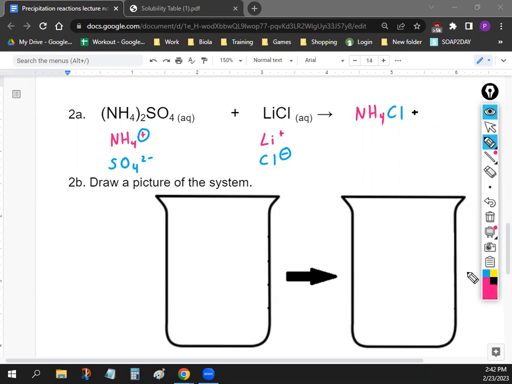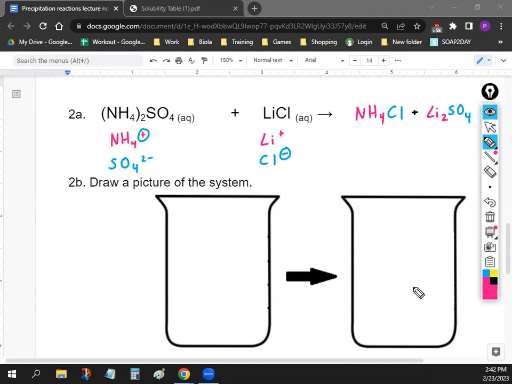We got Li plus, that's the positive. And we got SO4 2 minus. So here, is the positive and negative energy balanced out? No. Which one do we need more of? We need Li. How many Li's do I need in total? 2. Okay, so we put a 2 right there.